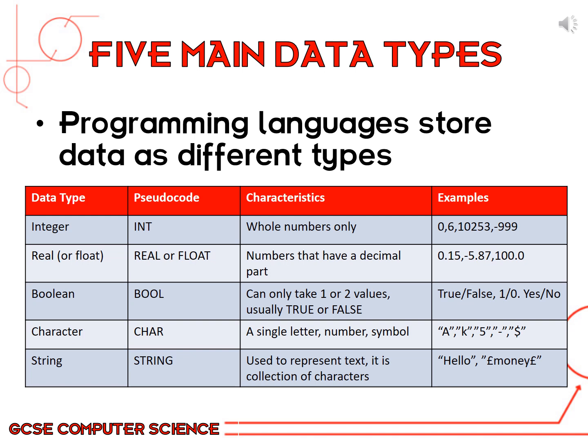A real or a float is anything that is got a decimal point in, so any decimal number, 0.15, -5.87, 100.0. A Boolean has got 2 different options, so it's used for true or false, 1 or 0, yes or no. Character could be A, B, C, D, any sort of single letter, uppercase, lowercase, numbers or characters. A string could be any group of characters, so any word or anything that's got symbols as part of a sentence.